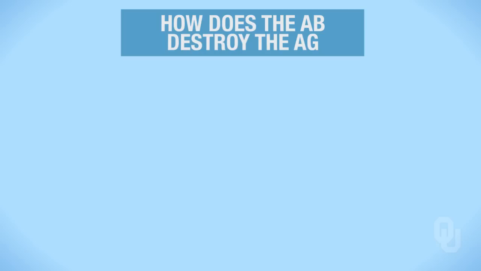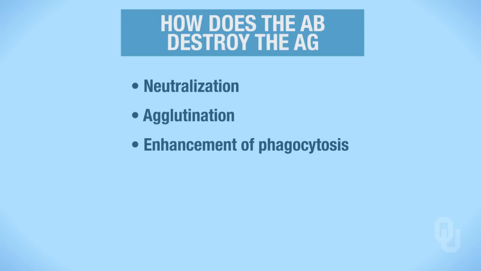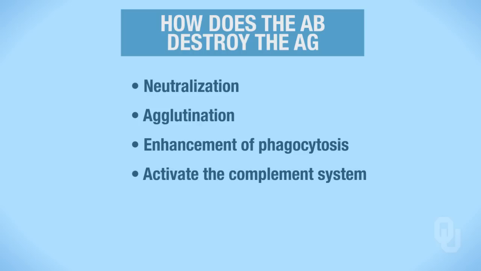All right, so how does the antibody actually destroy the antigen? Remember that our bodies produce antibodies because they want to destroy the antigen. So here are the methods that they're going to use: neutralization, agglutination, enhancement of phagocytosis, activating the complement system, and they can stimulate killer cells. So be sure you've watched the previous videos so that you understand phagocytosis and complement and natural killer cells before you continue on here. Otherwise, you won't quite understand what's going on.